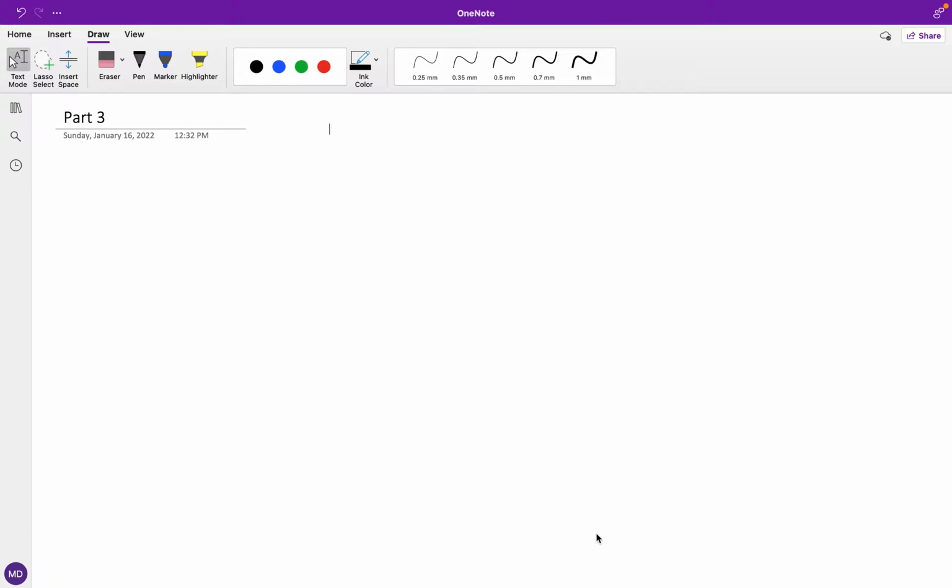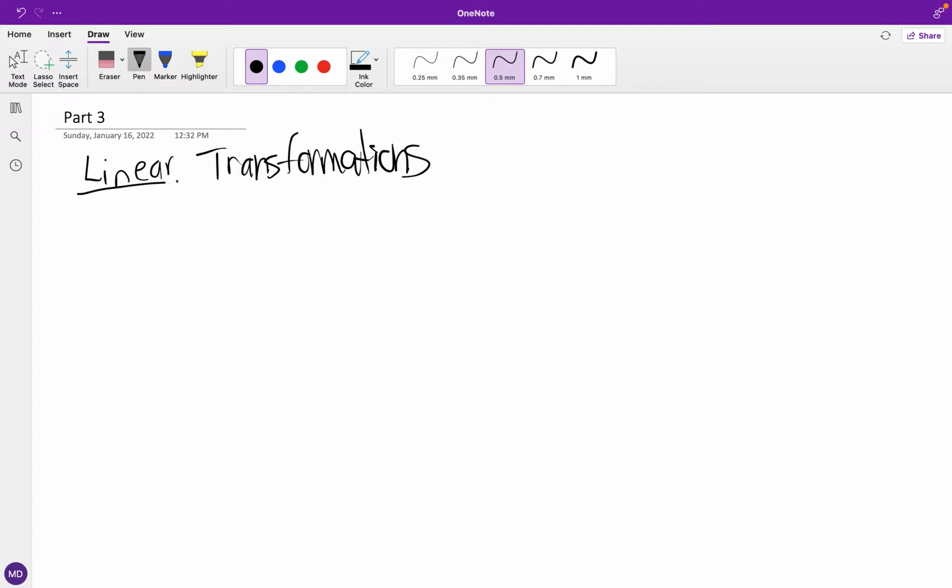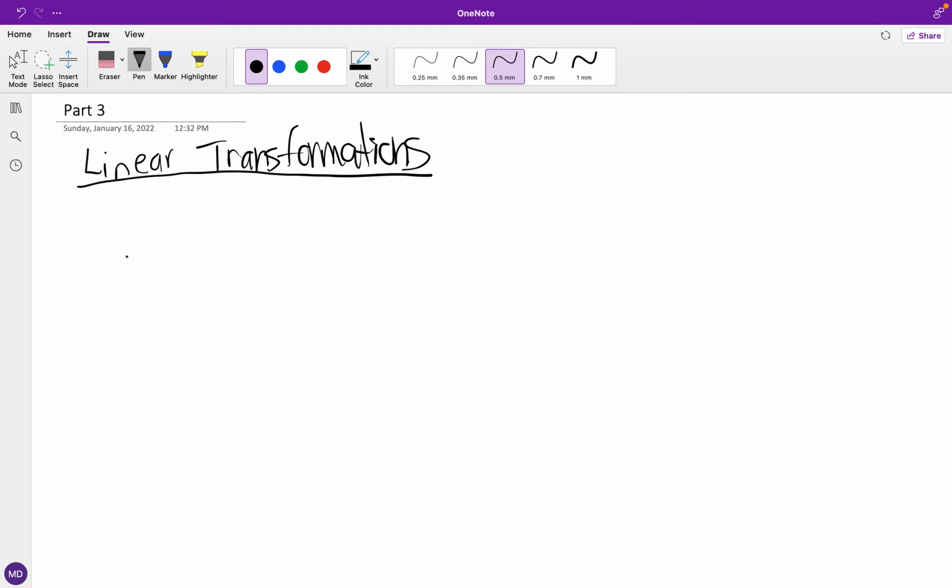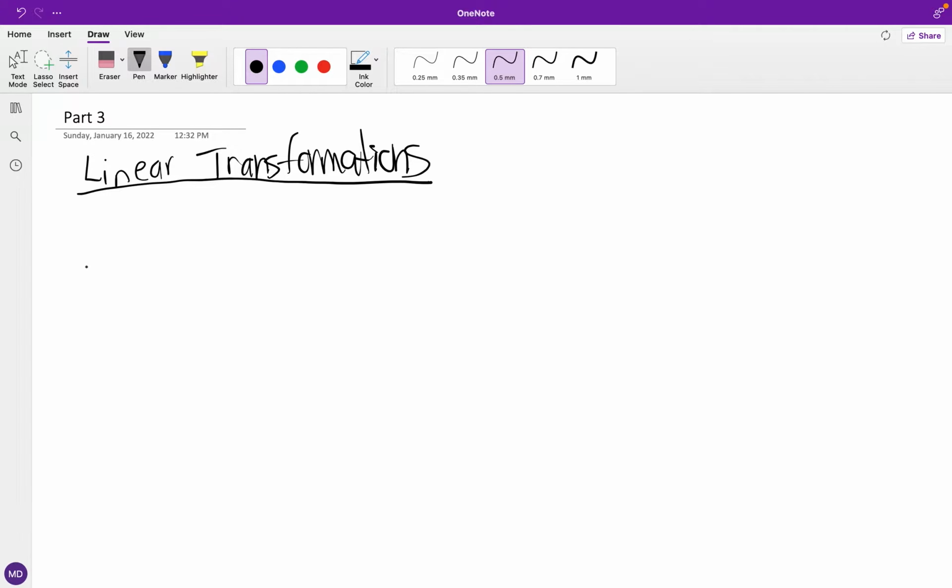Okay, so today I'm going to review linear transformations. But before I do this, I'm just going to go over some preliminary concepts that we should remember in order to get a good understanding of linear transformations.